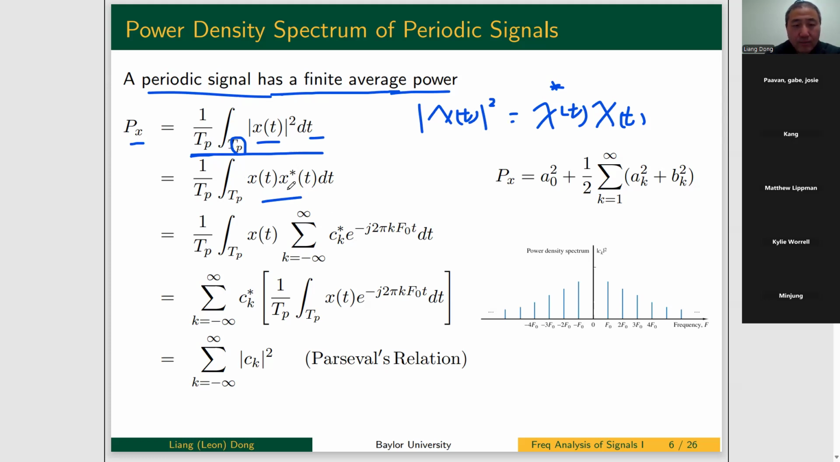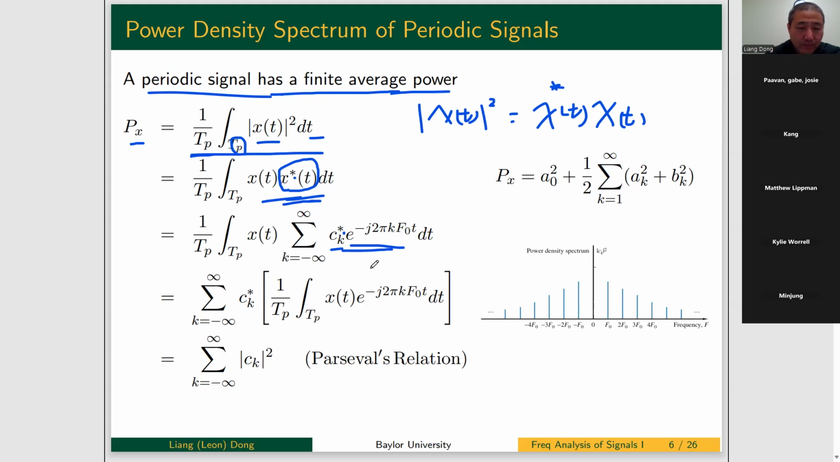Then I am using the analysis equation to replace my little x(t). This is the previous equation, and because I have a complex signal here, I make sure I have the complex conjugate for the coefficient and for the exponential. Originally it should be positive in the power, now it becomes minus j 2 pi k f naught t. So I put it here. It's coming from this signal, using my Fourier transform equation, or the analysis equation.